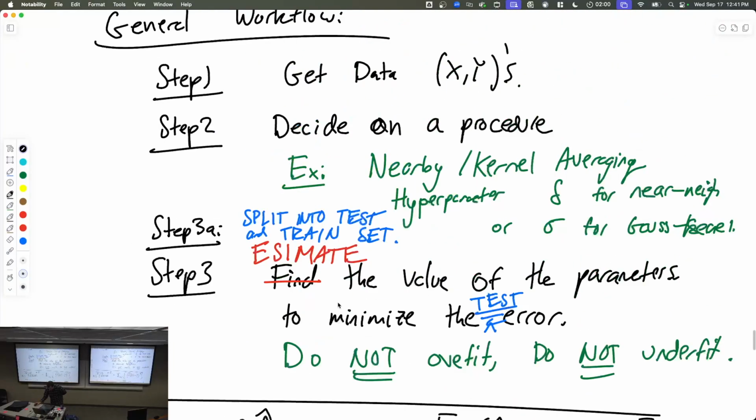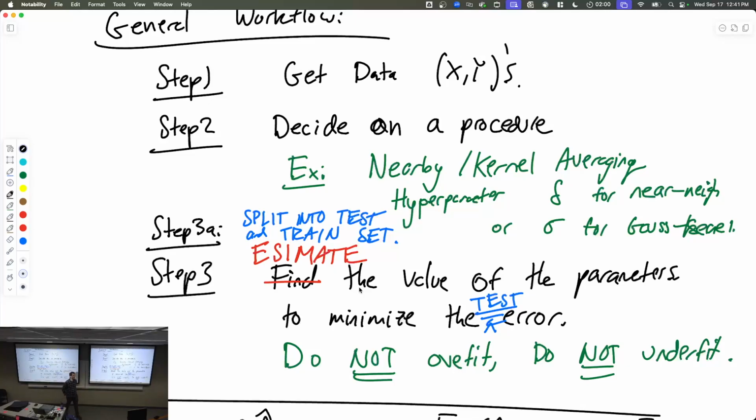When you're making your choices, you don't make your choices based on the true error because you don't know the true error. You make your choices based on the test error, and hopefully the test error is representative enough of the true error that your answer is pretty good at the end. Questions or comments about this procedure?